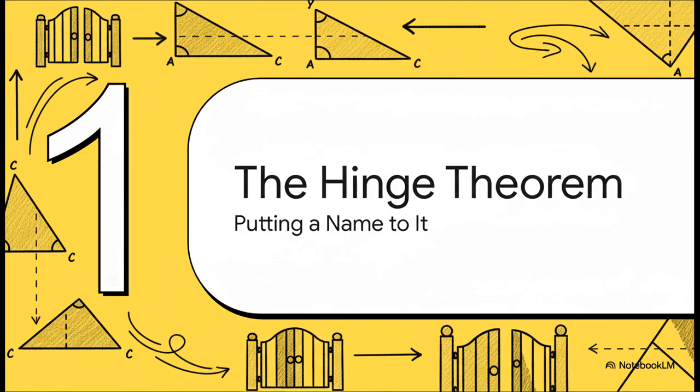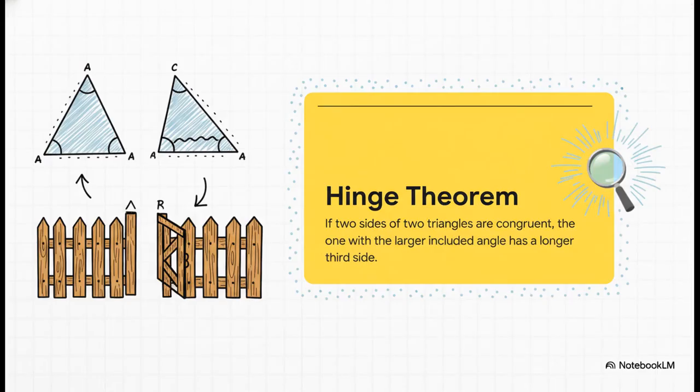Okay, so this whole gate idea isn't just a neat observation. It actually has a formal name in geometry, and that name gives us the power to use it as a serious problem-solving tool. So let's go ahead and put an official name to this thing we already get. It's called the hinge theorem, and here's the official definition.